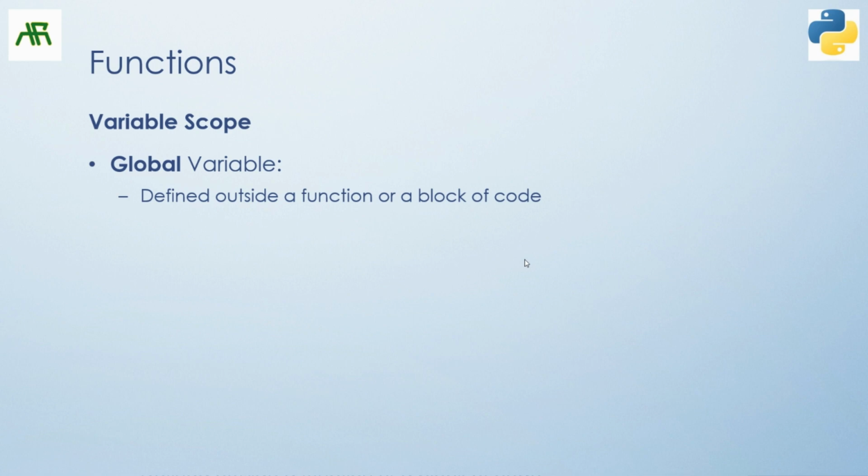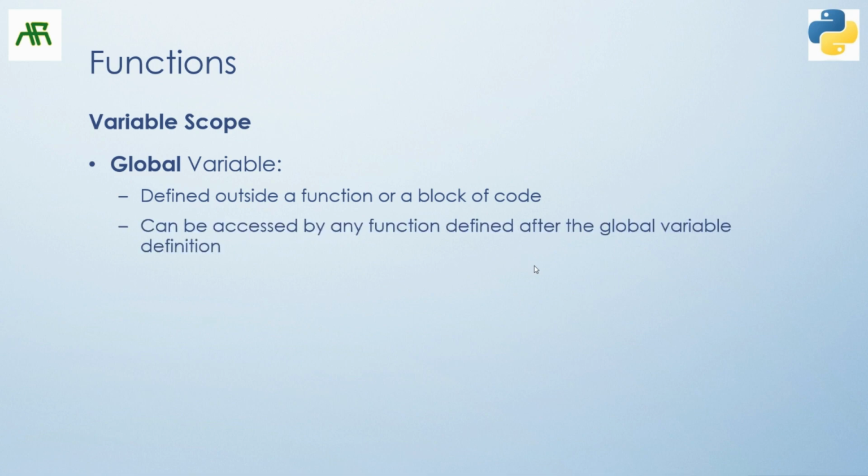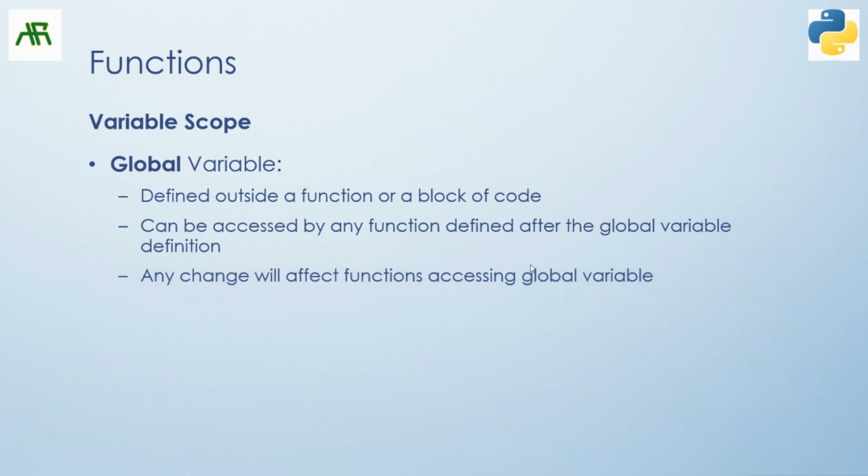Global variables are defined outside a function or a block of code. These global variables can be accessed by any function in the program after the global variable is defined. Until the global variable is defined, the usage is not possible by any function, but once defined, it can be accessed by any function. And any change to this global variable will affect functions accessing it, naturally, right? I define a variable which I can pass to any function down the line, but if there is a change, it's going to impact every function that uses the variable.